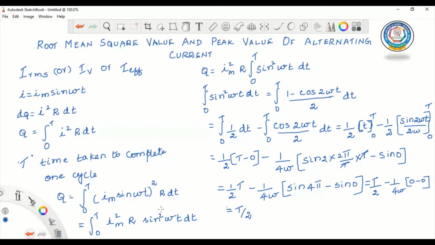Okay. Now we are going to substitute this integral 0 to t sine square omega t into dt in this equation. That is, what will you get now? So I'll write here Q is equal to I m square r into t by 2. Hope all of you understood up to this, right? And let us consider, this is our equation number 1. This is the most important formula. Q is equal to I m square r into t by 2.